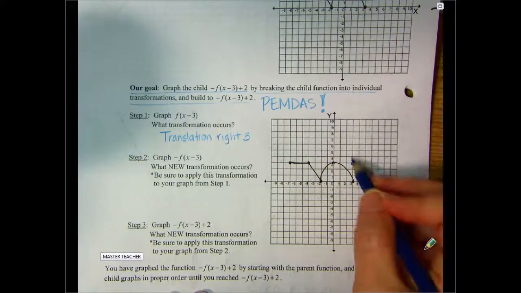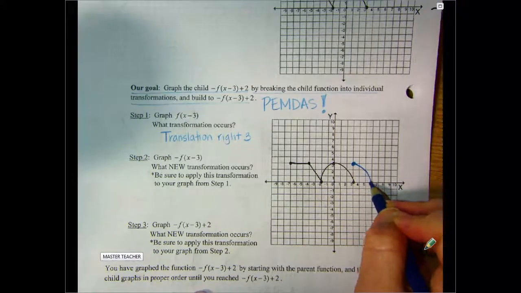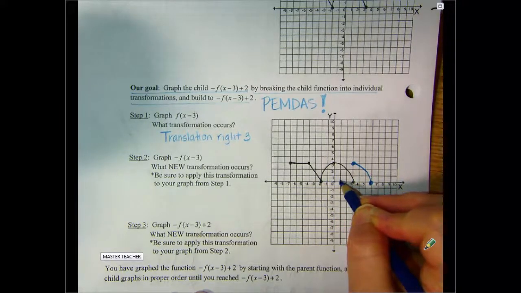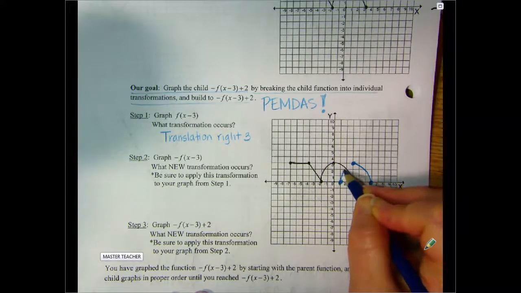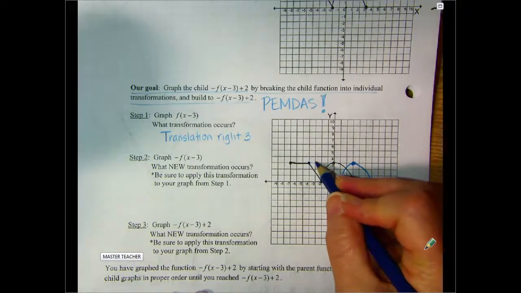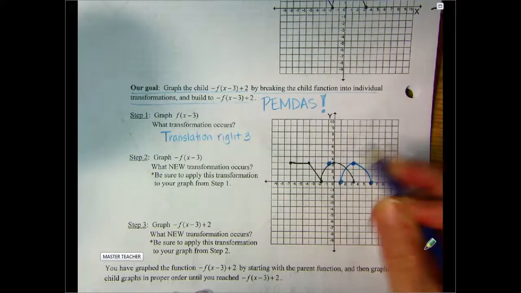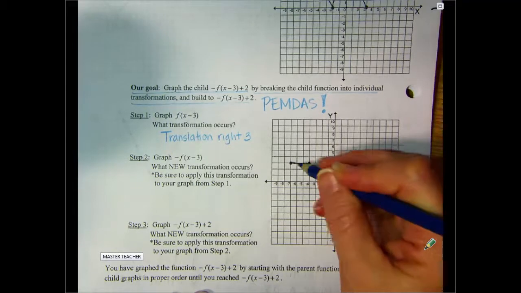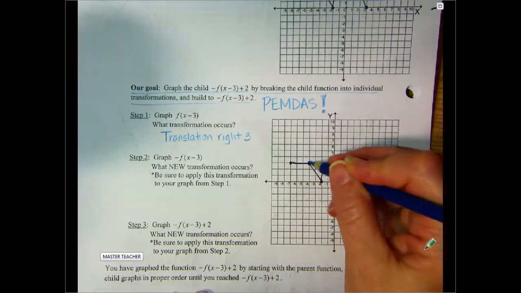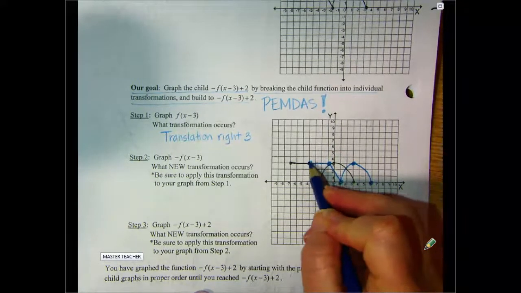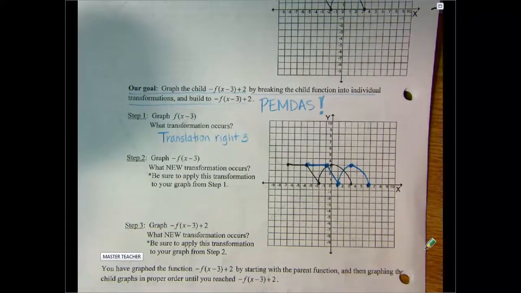And when you connect them in the same shape, the translation does not change the shape or size of the parent graph. So once you've moved all of your points to the right 3, connect it in the right shape, move on to step 2.